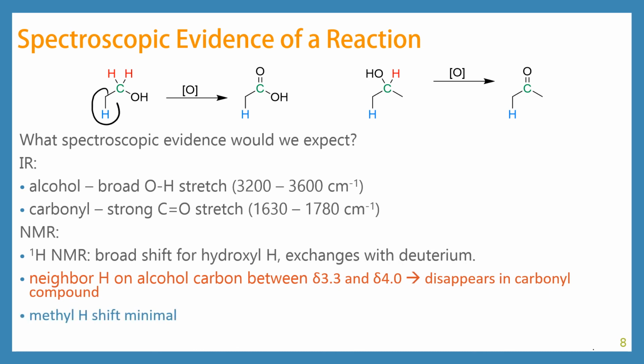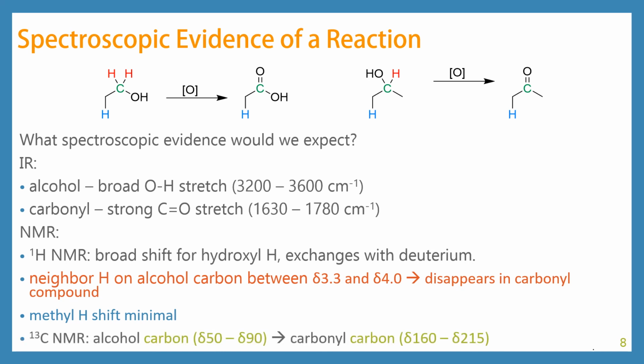The methyl shift is going to be very, very minimal. You're not going to see a huge effect because there's a pretty big dipole here no matter what. So the deshielding is pretty similar. The other really big change that we're going to see is the carbon NMR shift of the alcohol carbon once it gets turned into a carbonyl carbon. So for the alcohol, it's going to be somewhere between 50 and 90 ppm, but for the carbonyl, it's going to be between 160 and 215. So those are some pretty big signs.